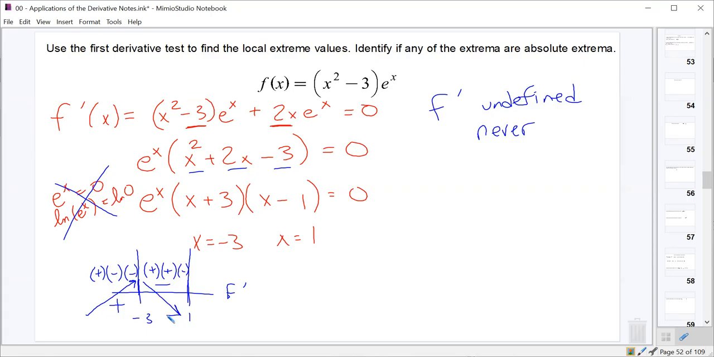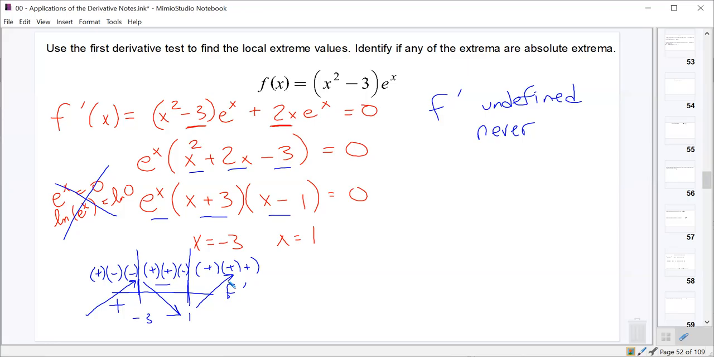And then something greater than 1, like 1,000,000, makes all three of these pieces of our derivative positive, telling us our function starts increasing again. So we should have a local max at x equals negative 3 and a local min at x equals 1.